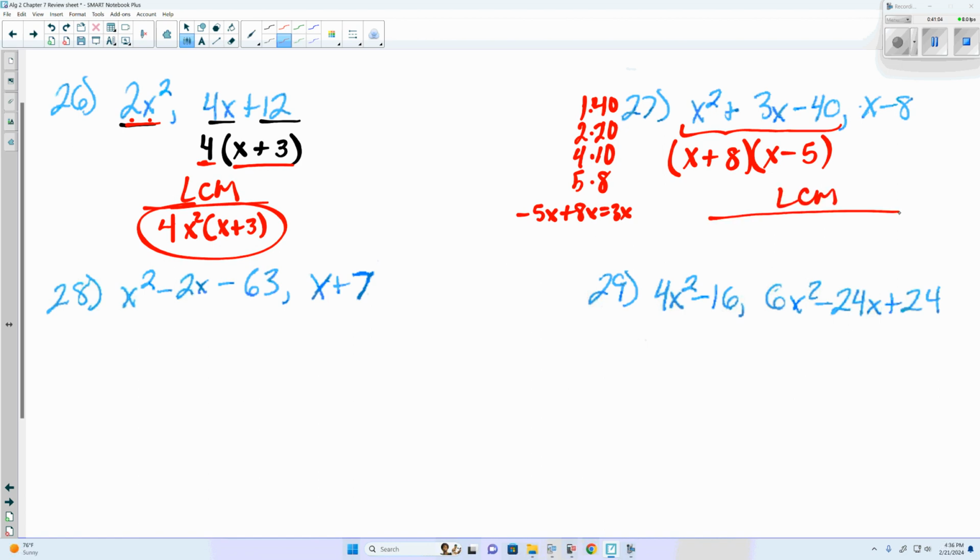Least common multiple between these here. Well, the one on the left has an x plus 8, the one on the right does not, so we need an x plus 8. The one on the left has an x minus 5, the one on the right doesn't, so we'll need at least one x minus 5. And lastly, we need an x minus 8. So we end up just taking all the terms from both.